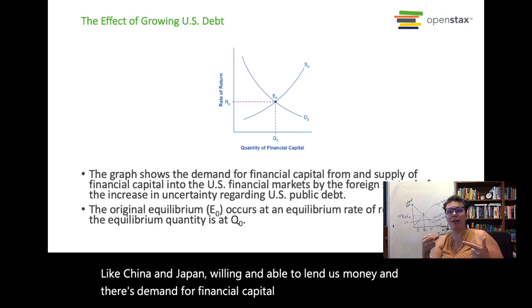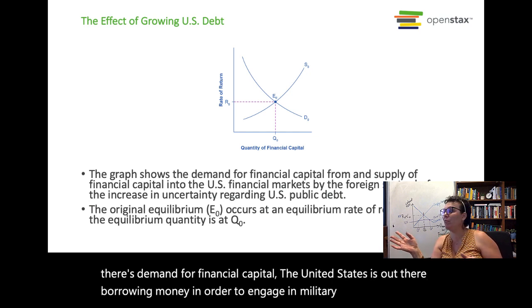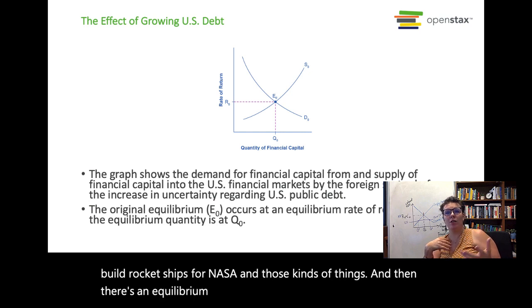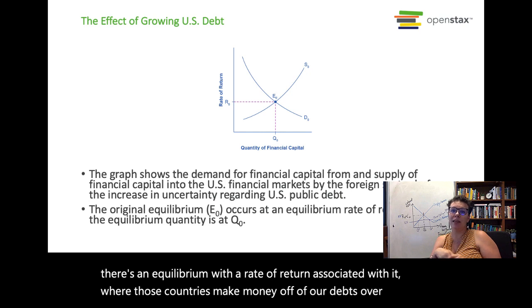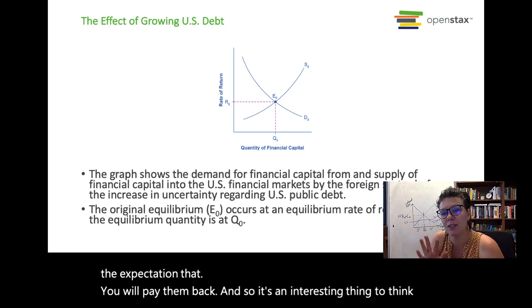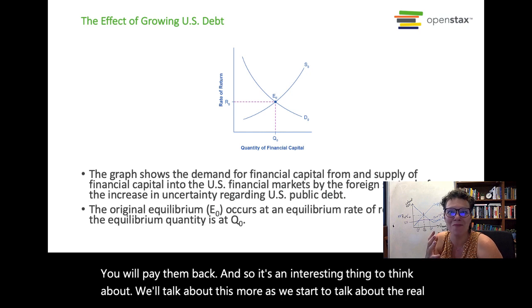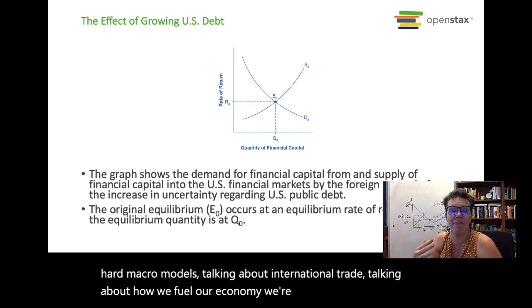The United States is out there borrowing money in order to engage in military spending and build rocket ships for NASA and those kinds of things. And then there's an equilibrium with a rate of return associated with it, where those countries make money off of our debt over time and the expectation that we will pay them back. It's an interesting thing to think about. We'll talk about this more as we start to talk about the real hard macro models, talking about international trade, talking about how we fuel our economy. We'll see what the effect of all that U.S. debt is over time.